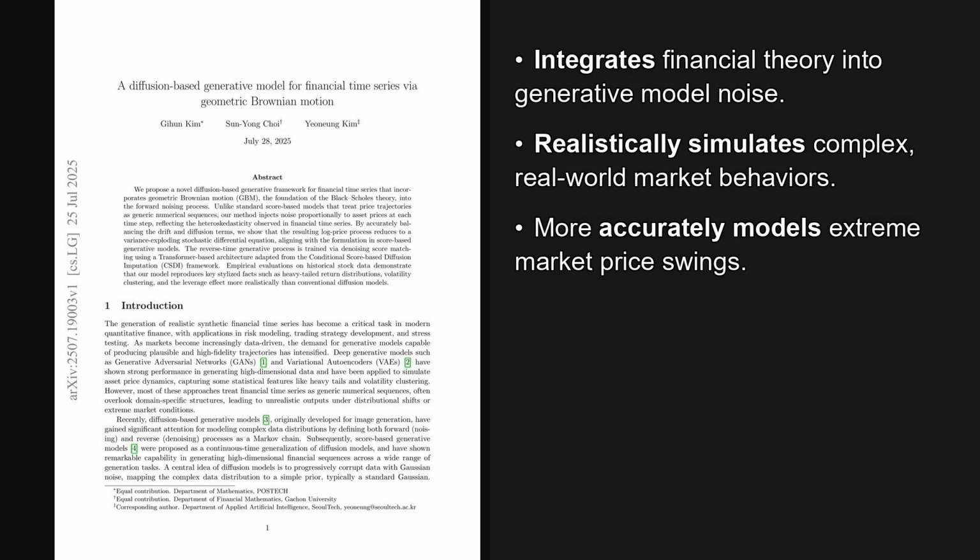So, in conclusion, by embedding a classic financial model, geometric Brownian motion, directly into the noising process, the authors have created a diffusion model that generates far more realistic financial data. This new approach better captures the key market behaviors we've discussed, like heavy tails and volatility clustering. This has huge implications for things like risk management and market simulation.